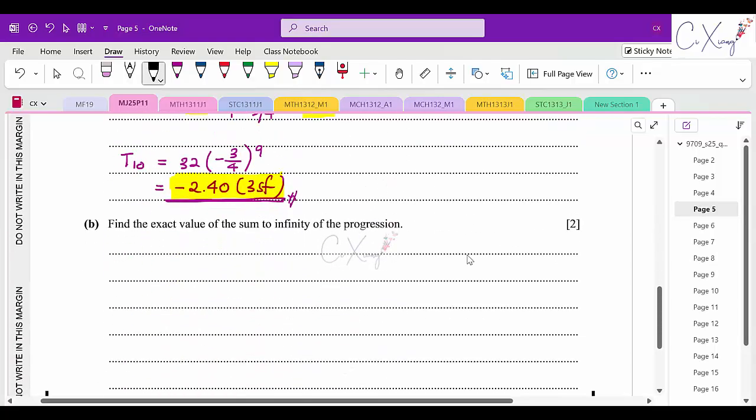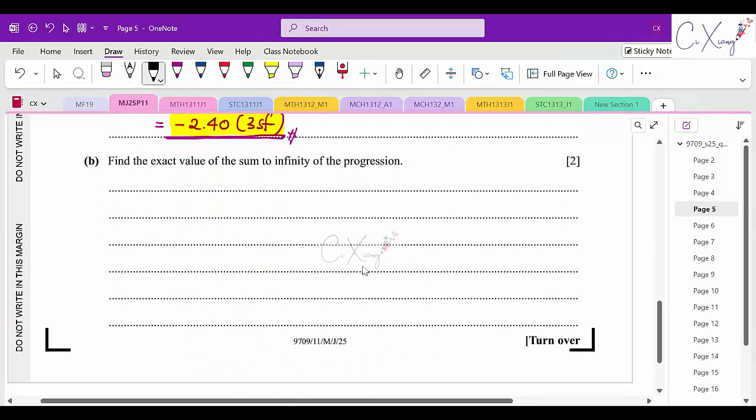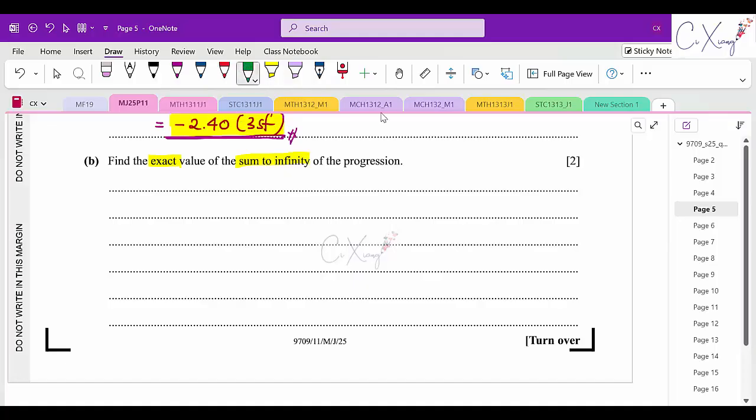Let's continue first. For question number 3, they want you to find the exact value of the sum to infinity. I forgot to write the formula for the sum to infinity in the geometric progression. The general formula is a over 1 minus r. Let's recall again, what is the value of a that you got just now? It is 32, right? What is the value of r that you got just now? Negative 3 over 4.